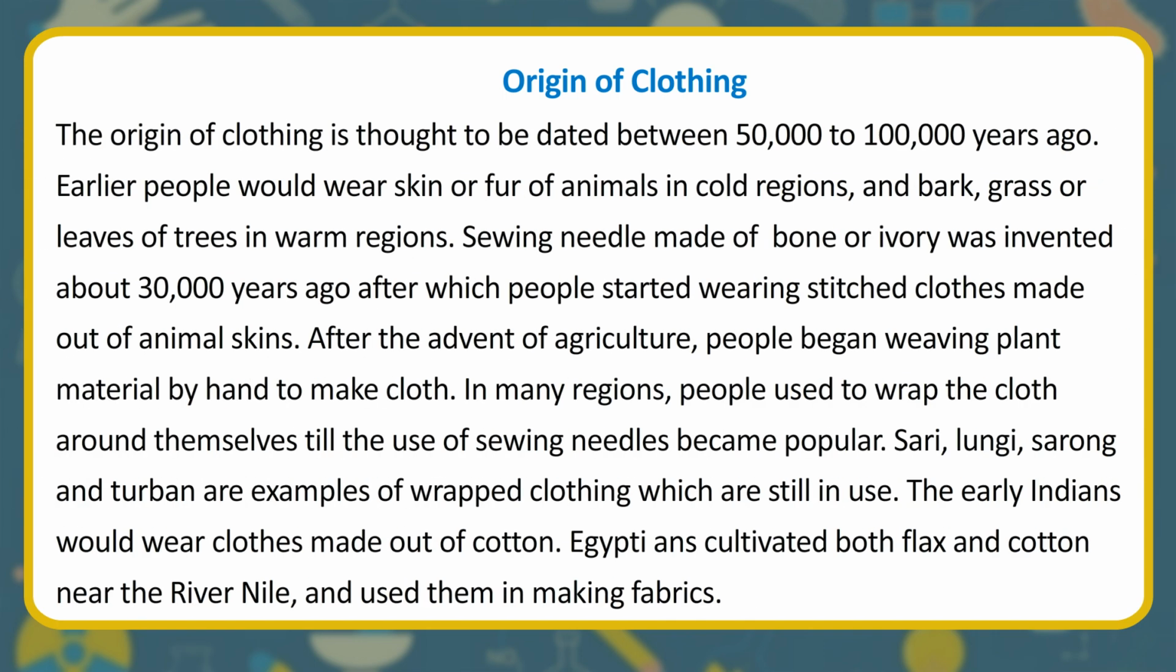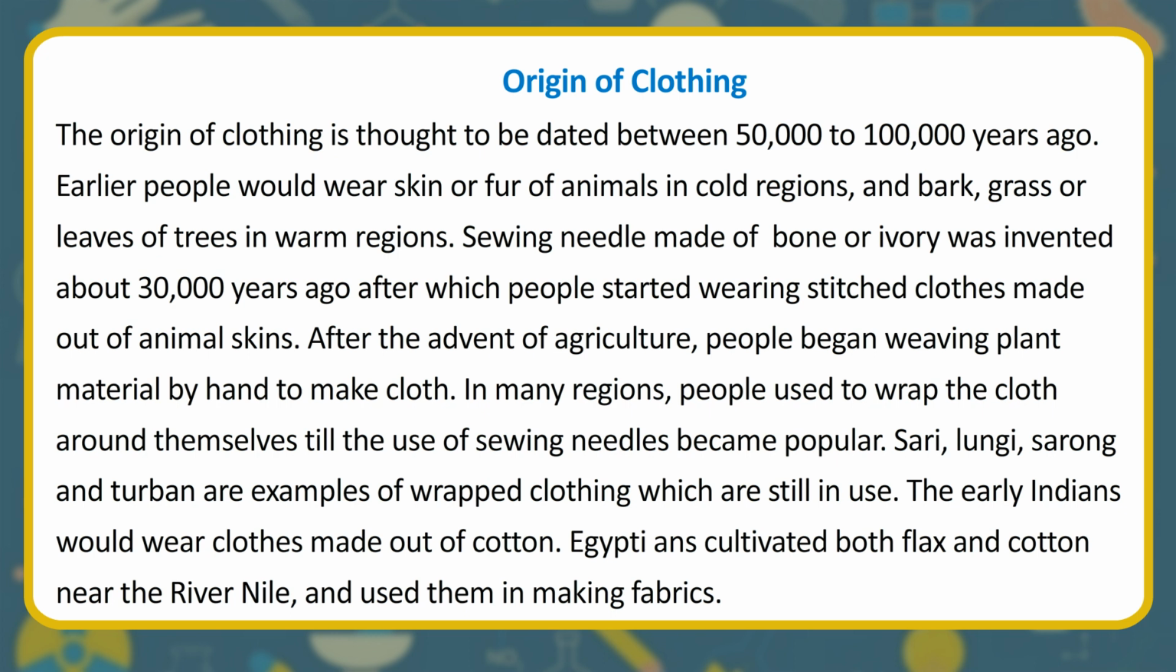Origin of clothing. The origin of clothing is thought to be dated between 50,000 to 100,000 years ago. Earlier people would wear skin or fur of animals in cold regions, and bark, grass or leaves of trees in warm regions. Sewing needle made of bone or ivory was invented about 30,000 years ago, after which people started wearing stitched clothes made out of animal skins.